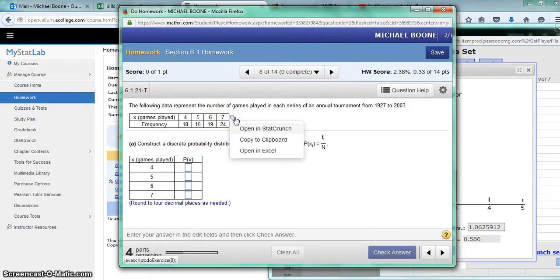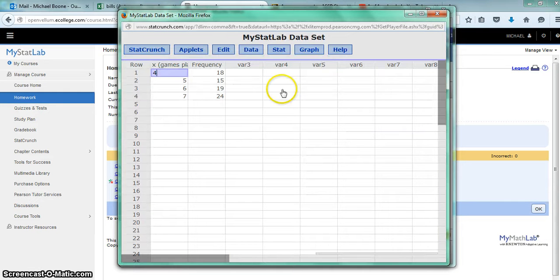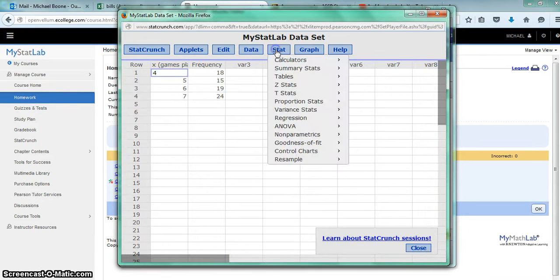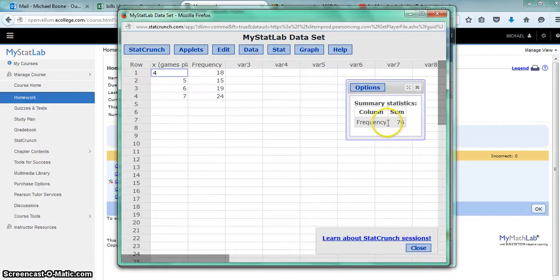So we could use StatCrunch if we wanted to total this up and do this for us. Or since there's only 4 things, we could use a calculator. But I just need to know the sum of my frequencies. Again, I just need to know a sum, just adding them all up. So there's 76 total games. There are 76 different series that were played. And if I want to find the probability, I would just do 18 divided by 76 as the first one, 15 divided by 76, 19 divided by 76, and 24 divided by 76.